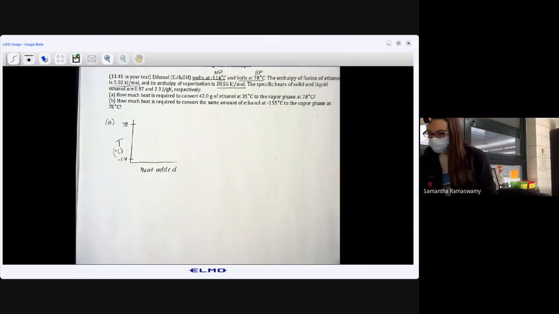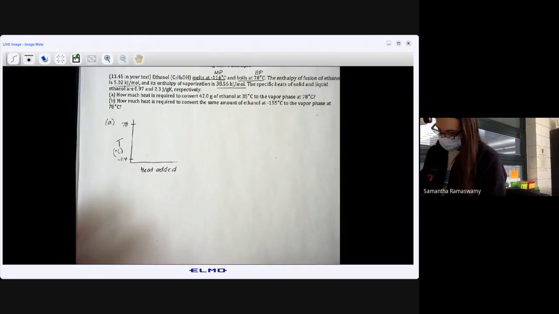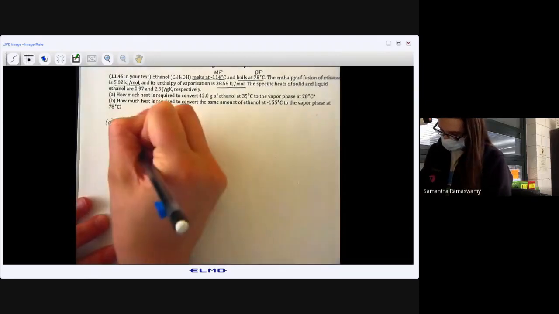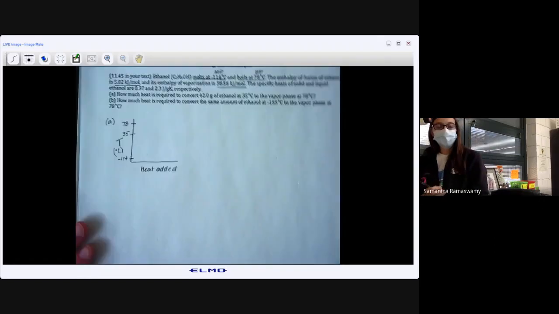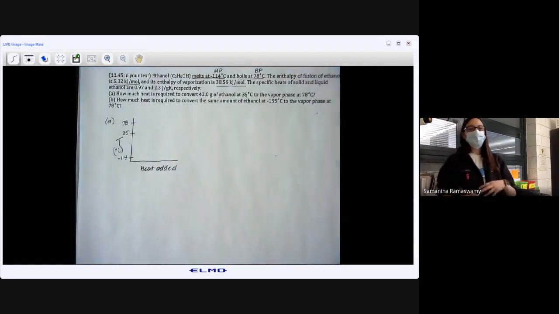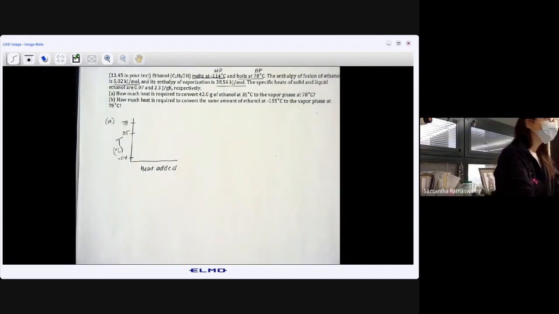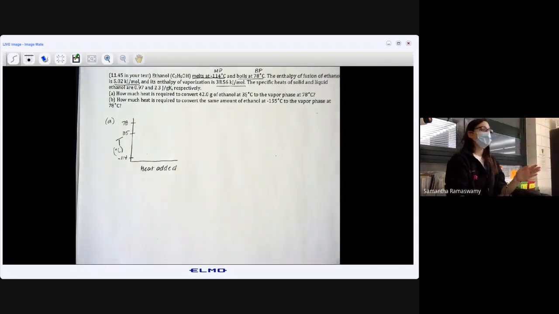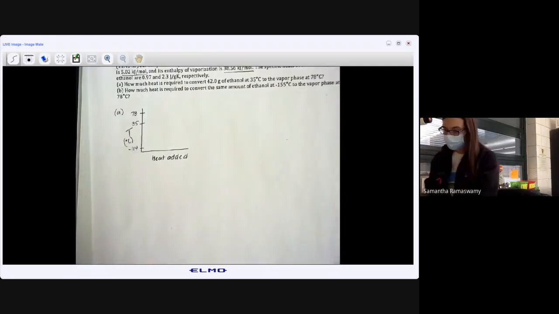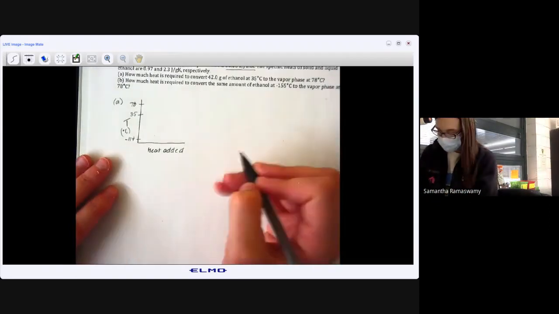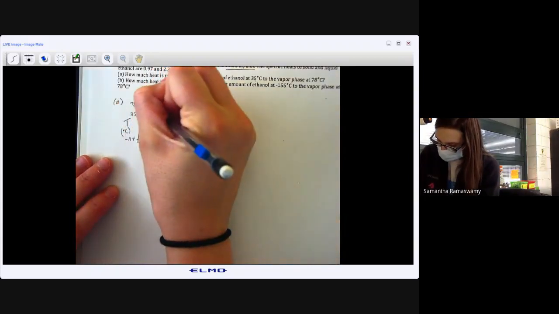In part A, we're starting at 35 degrees Celsius, so I'll make a start right here. Again, not to scale, it's fine. We are already past the melting point. We're between the melting point and the boiling point. Melting is when we go solid to liquid. Boiling is when we go liquid to gas. So we're starting with liquid ethanol, and we're going to start by heating it up.